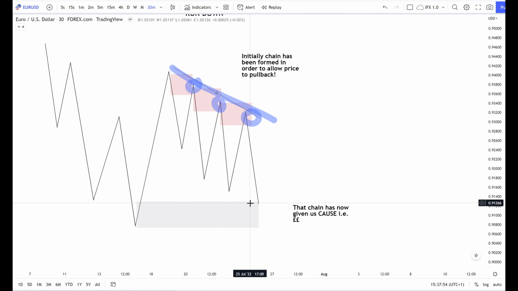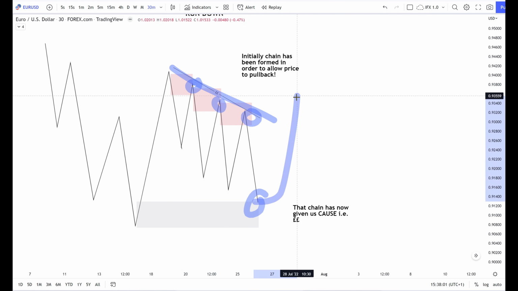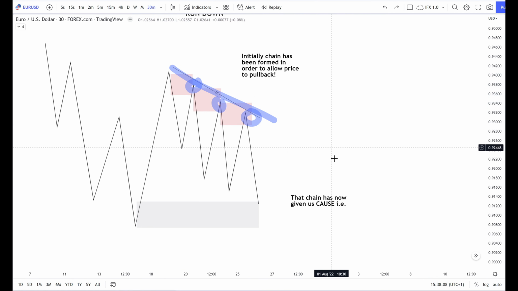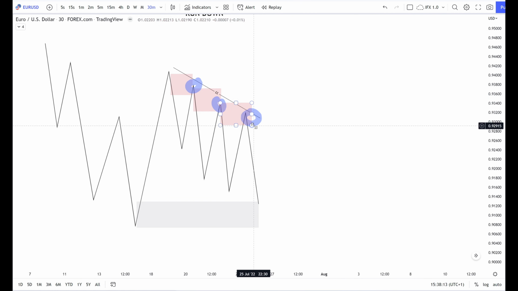So from here, essentially you've got this to target. Remember, initially we've got this chain starting to form. So basically what I'm trying to say is, if you then get a mitigation into a POI, a pro-trend POI, let's say, that you're looking to continue buying from, and then all of a sudden you see we've got this supply chain still forming here, well, how much relevance does that have now?